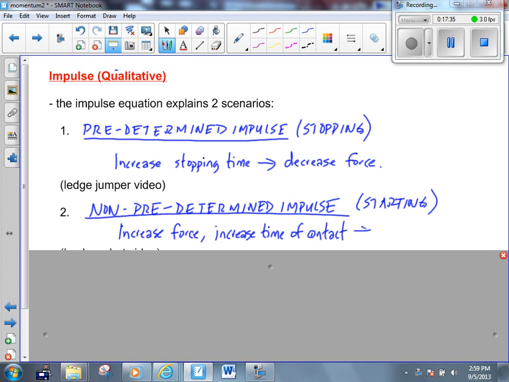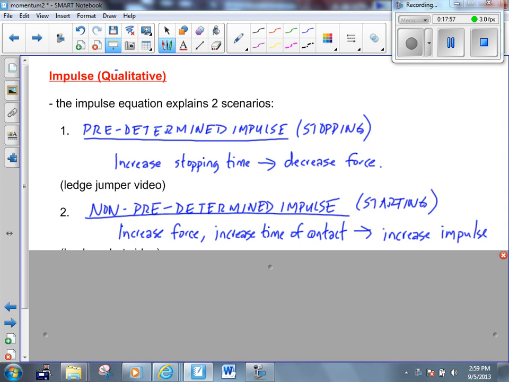In the first scenario, we increase the time of contact. It decreases the force because the impulse remained constant. In the second case, we increase the force or the time of contact. We're actually going to increase the impulse. And that's going to make the thing go farther and faster because it has more impulse.